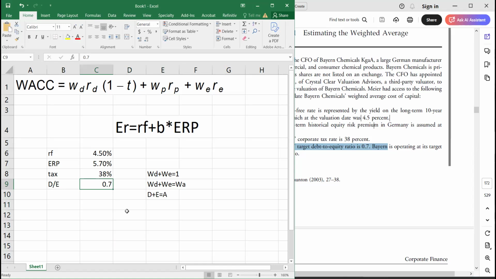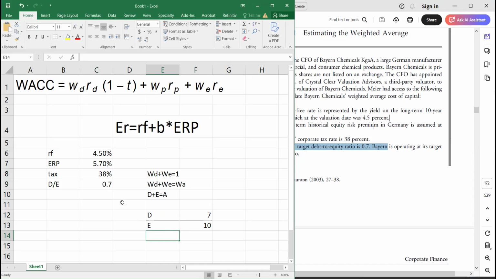So debt over equity, make it like this. Debt over equity is what? 7/10. Can it be like this? Do you agree with this equation? Yes. So now we know that the debt is 7, equity is 10. But debt over equity is 0.7.